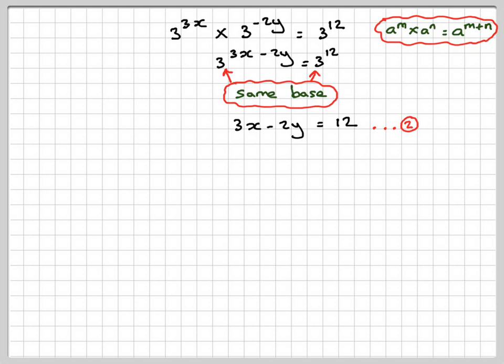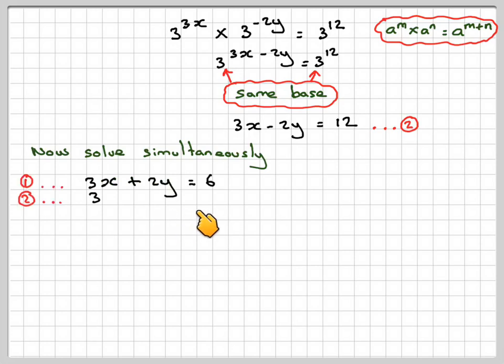Now we have two equations simultaneously: 3x plus 2y is equal to 6, and then 3x minus 2y is equal to 12. We can do that by adding. So if we add, you see these would be eliminated. So you get 3x plus 3x, which is 6x. Nothing from here. 6 plus 12 is 18. x will be equal to 3.